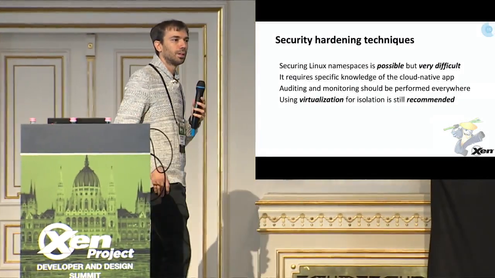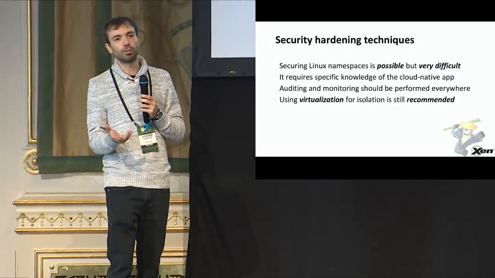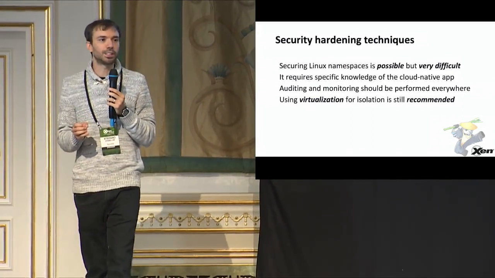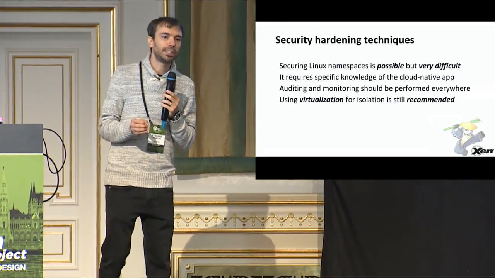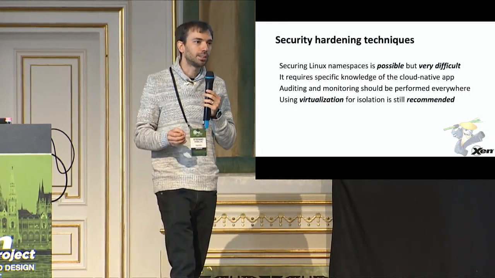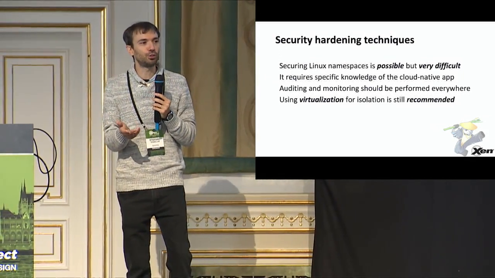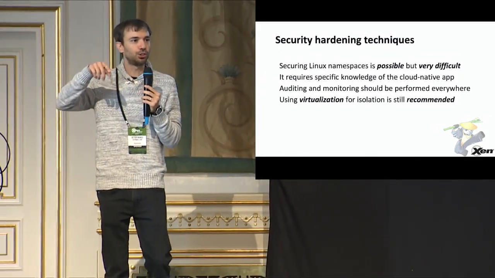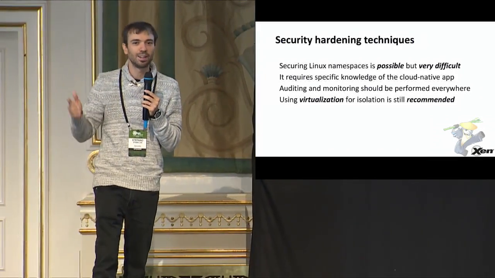So, without going through the whole list, what is the takeaway from these lessons? The takeaway is that securing Linux namespaces is actually possible, but it's very, very difficult. And it involves the use of technologies such as SELinux and seccomp that are very difficult to use. As a matter of fact, if you search how to disable on Google, the first suggestion for completion is actually how to disable SELinux.